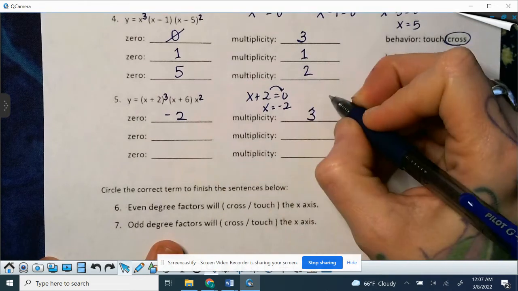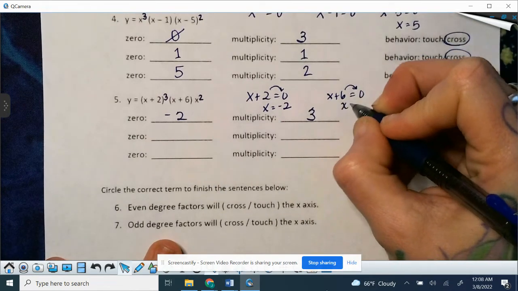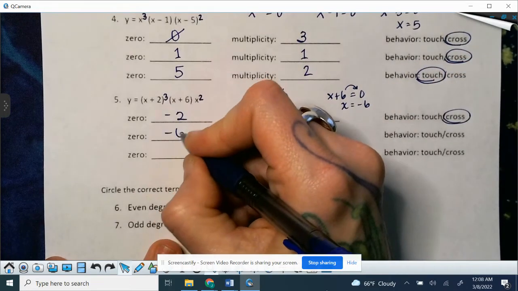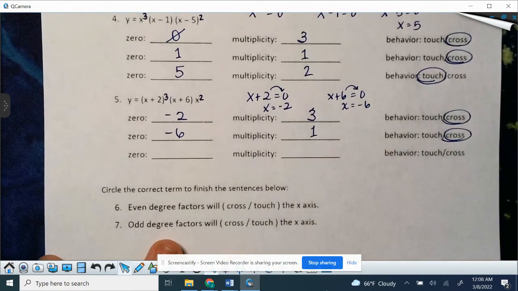Then x plus 6, set it equal to 0. Solve for x. We're going to subtract 6, so x is going to equal negative 6. There is no exponent, so that means a multiplicity of 1, which means it is going to cross through the x-axis again.